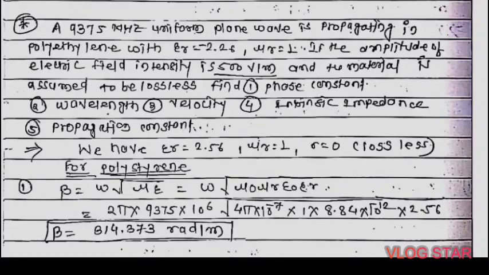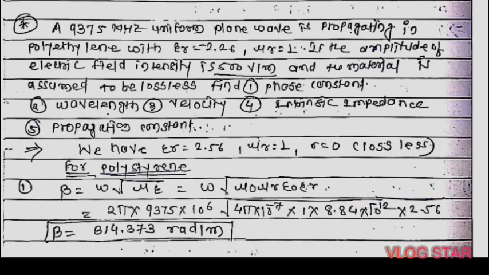In the next point, let us see how to solve numericals based on uniform plane wave. There is one question: a 9375 megahertz uniform plane wave is propagating in polyethylene with epsilon r equal to 2.26, mu r equal to 1. If the amplitude of electric field intensity is 500 volt per meter and the material is assumed to be lossless, find first the phase constant, second the wavelength, third the velocity, fourth the intrinsic impedance, and last the propagation constant.